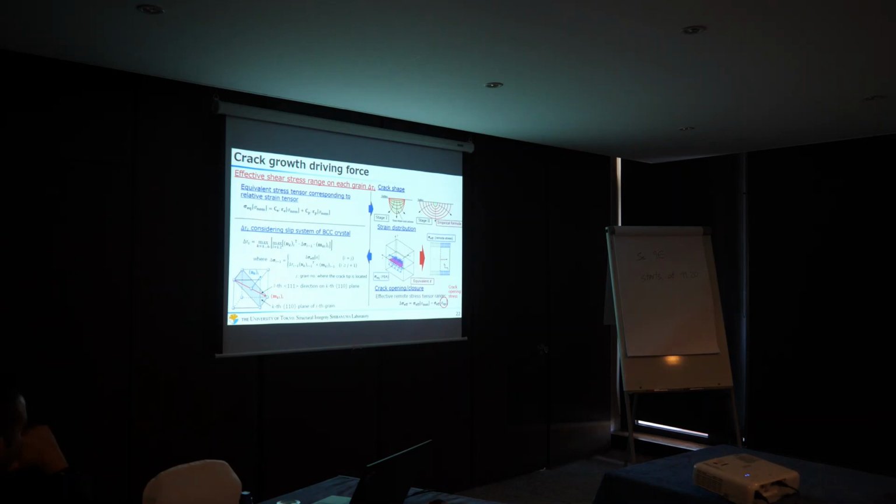And the crack growth driving force in this theory is the effective shear stress range on each grain. We consider the effect of the crack shape transition and the strain distribution, and also the crack opening-closure effect is considered. And then the delta tau can be finally calculated by using this formula, considering the slip band system of a BCC crystal.